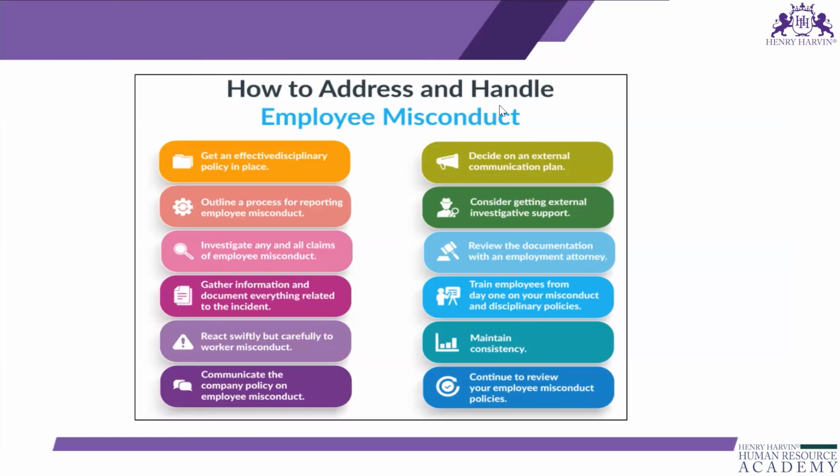And apart from that, you have to train your employees on the organization's disciplinary policies and procedures, so you maintain consistency. Continue to review your employee misconduct policies. That means every now and then, once in 3 months or once in 6 months, you have to conduct a meeting and train your employees on your disciplinary policies.